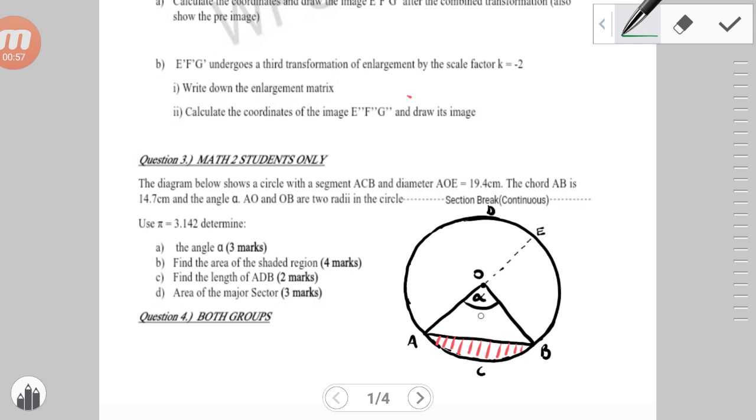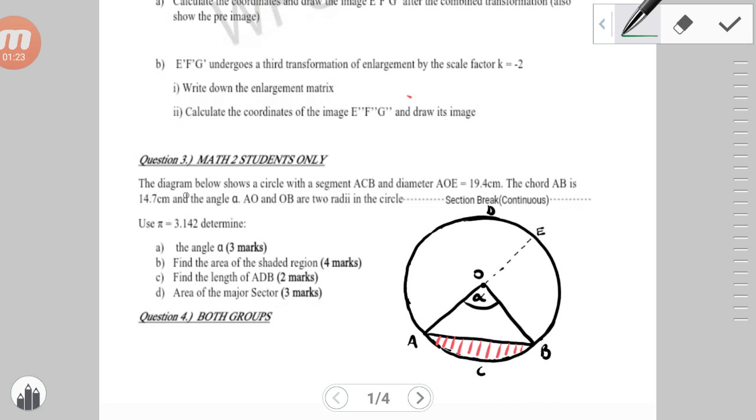So as you can see on screen, we have a circle with a few points on its circumference: point A, point C, point B, point E, and point D. And it is marked by center O and an unknown angle indicated by alpha. And we have a diameter and a few radii.